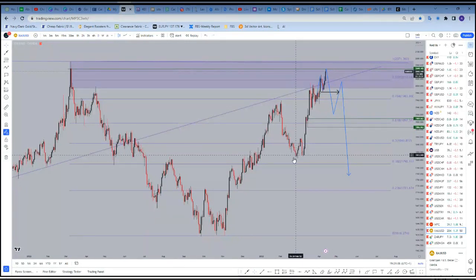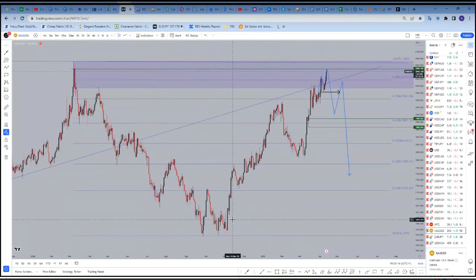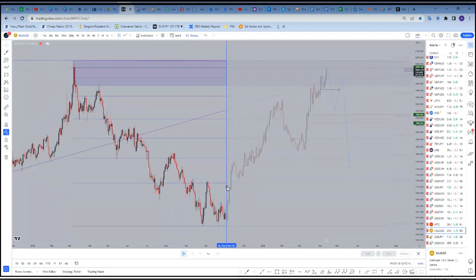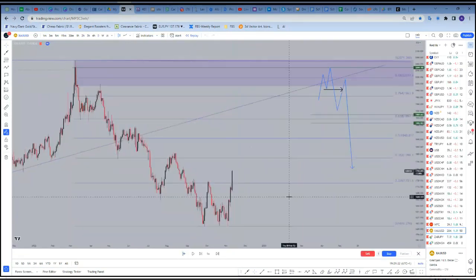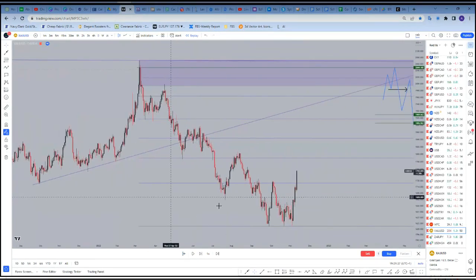Don't trust me. Don't believe me yet. Let me prove it to you. Let's take a look. Looking at this, we can see that price has broken structure. This is the daily time frame. Remember, price has broken structure with a fair value gap.